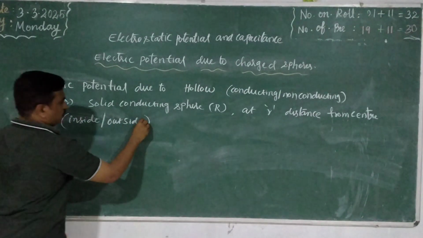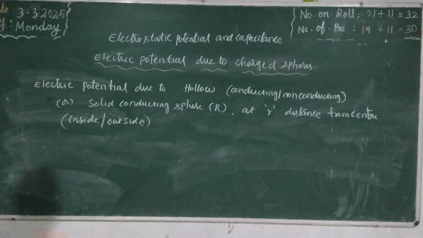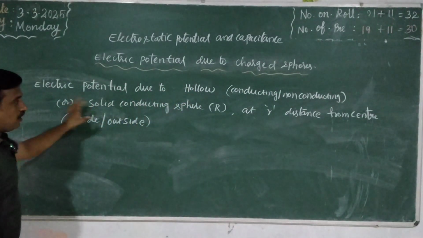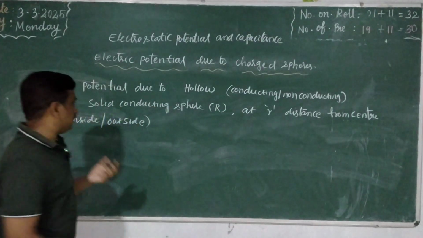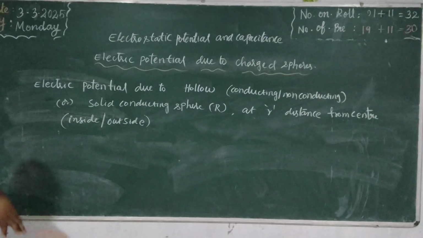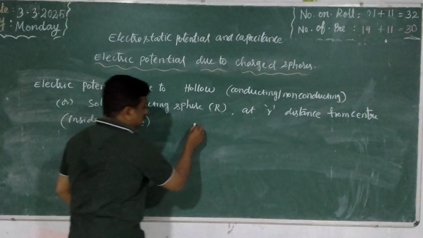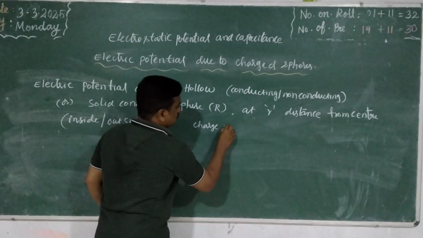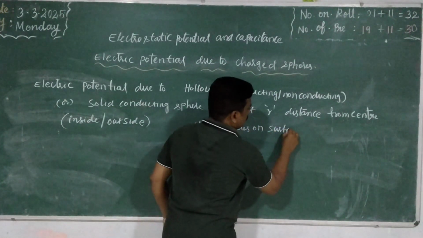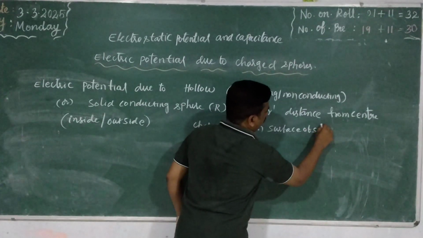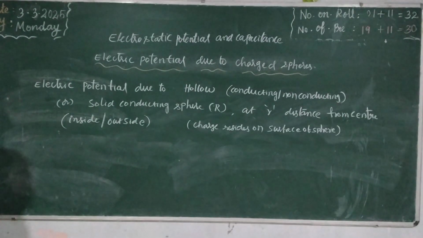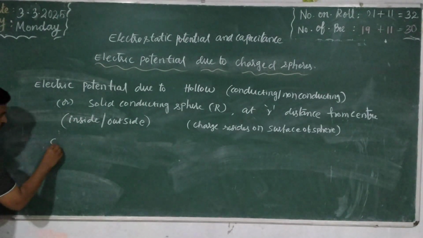What is the electric potential that we want to find out? The electric potential due to a hollow conducting, non-conducting or solid conducting sphere at any distance from the center. Why do we write hollow conducting, non-conducting, solid conducting together? Because they have the same property: the charge resides on the surface of the sphere. That's why all of these are taken in one case. See, case 1.